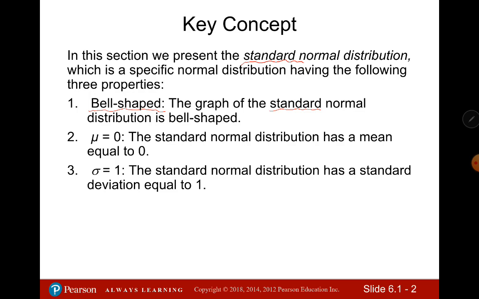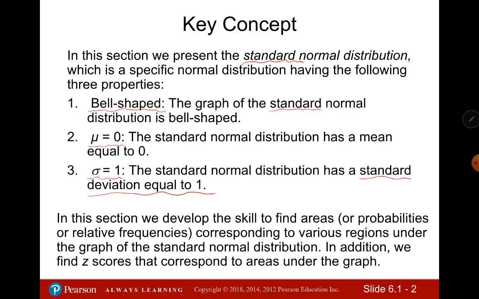But why is it a special one? It's a standard one because of this. The mean value for this distribution is equal to 0. Mean value should be 0. And another important property for standard normal distribution is the standard deviation is equal to 1. So the normal distribution with 0 as the mean and 1 as the standard deviation, we call it a standard normal distribution.